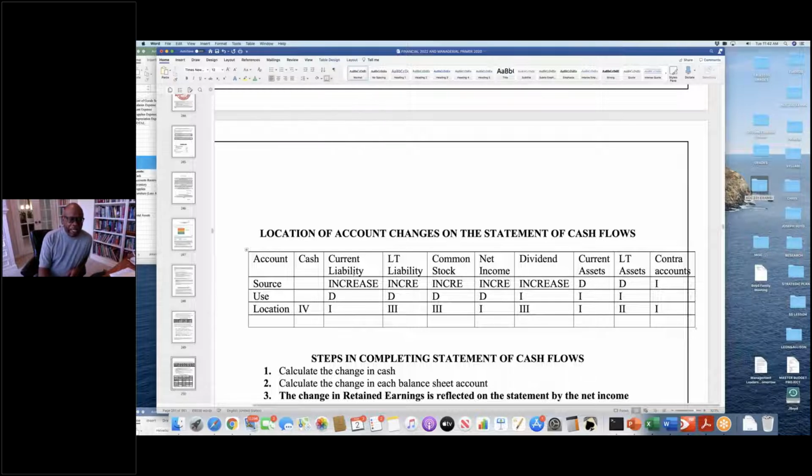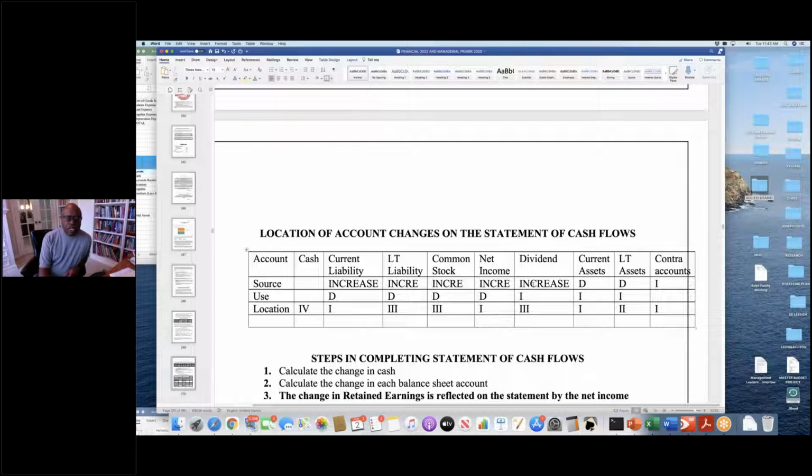Now, if current liabilities increase, they are a source. If they decrease, they're a use. Same thing with a long-term liability. It's going to be in the source column if it increases. It's going to be in the use column if it decreases. Common stock, if it increases, it's a source. If it decreases, it's a use. Net income, if it increases, it's a source. If it decreases, it's a use.